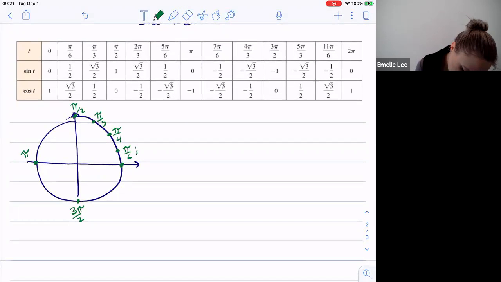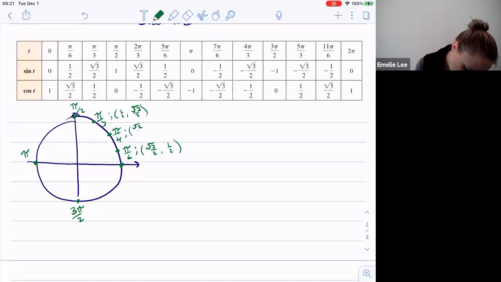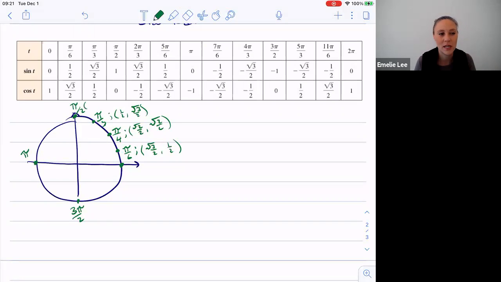So at pi over 6, we know that the point is at root 3 over 2, 1/2. And then pi over 3, while I've got it, is just the reverse. So this is at 1/2, root 3 over 2. Do your best to memorize these. It's going to really pay off. Pi over 4 is pretty easy: root 2 over 2, root 2 over 2. Hopefully I didn't muck those up. And then pi over 2 is where x is 0, y is 1.